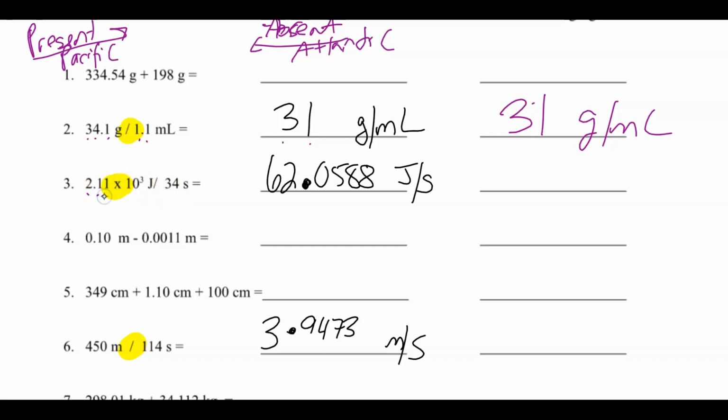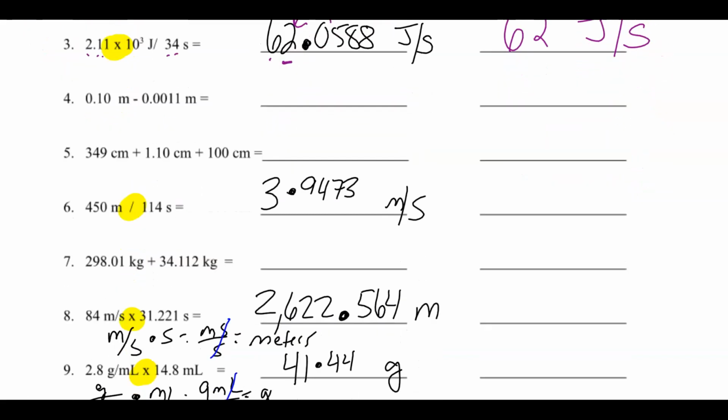There are still only 3 sig figs here, but here there's 2. So I'm going to round to 2 sig figs. Look to the right. Will the 0 round up to 2? Nope. And we have 62 joules per second. That's a unit you're going to use a lot in chapter 4 or in physics class. It has to do with energy over time.